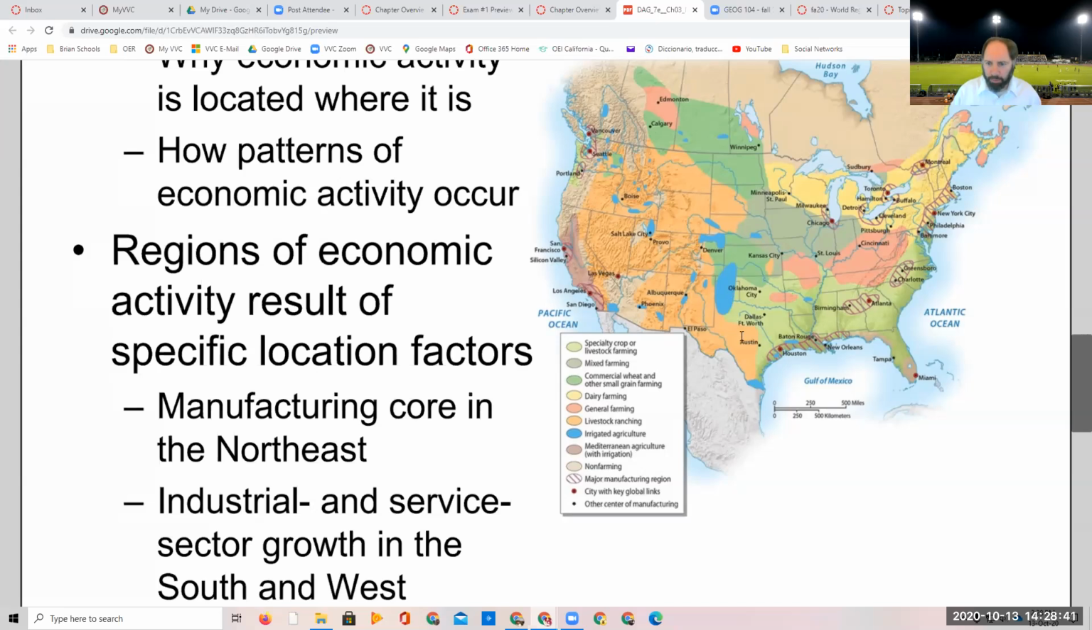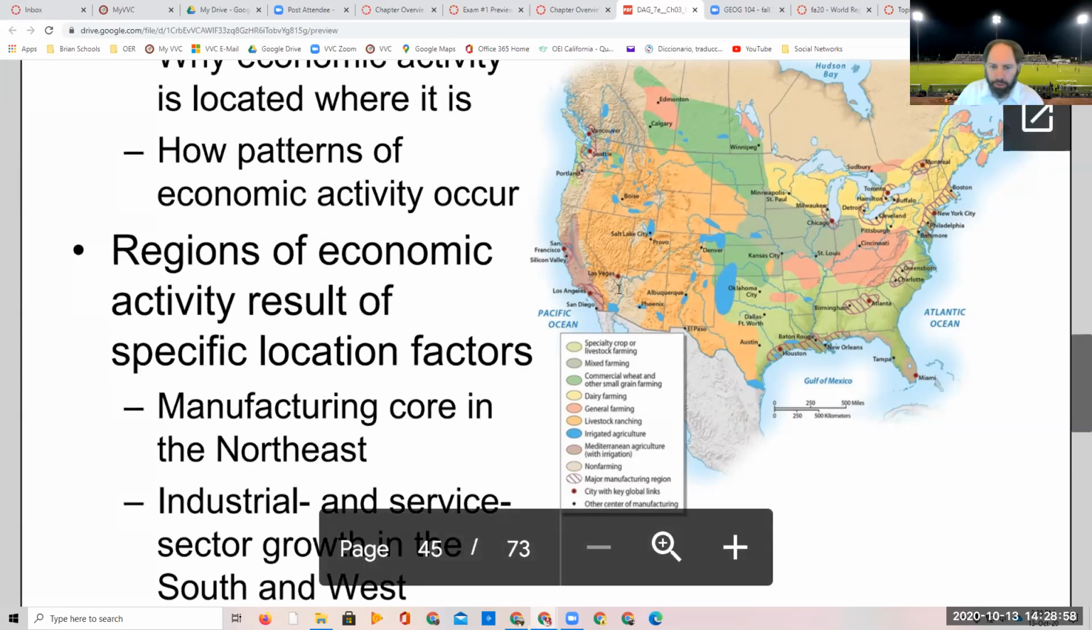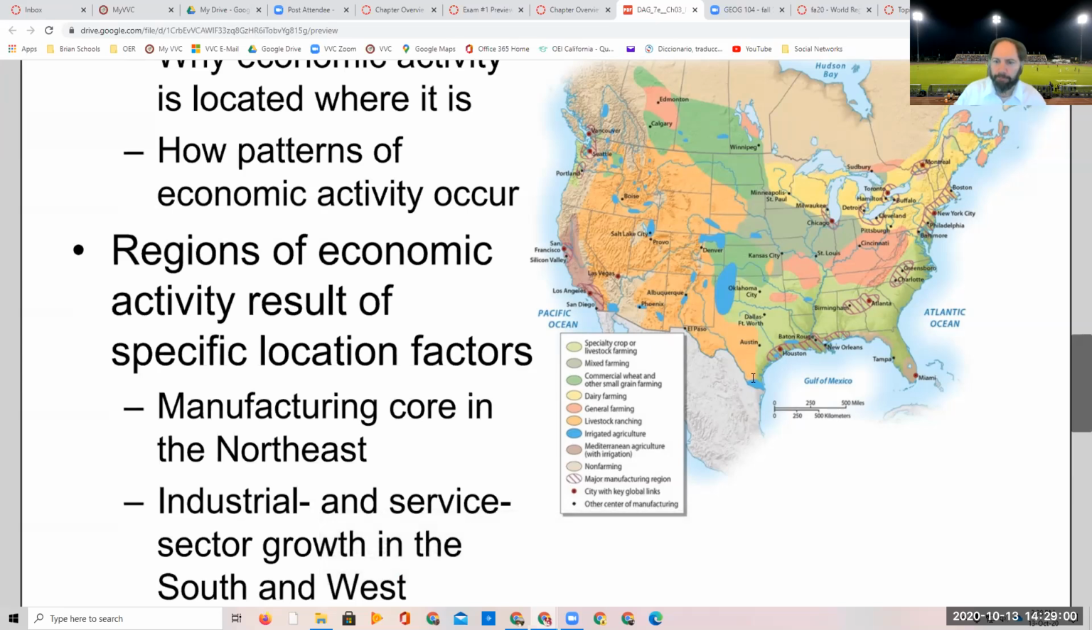That's why you see a lot of the blue zones there. The blue is for irrigated agriculture. So you pull the water out of rivers or you pull it out of deep wells, like the Ogallala Aquifer and stuff like that. So why is the orange zone good for livestock and ranching?